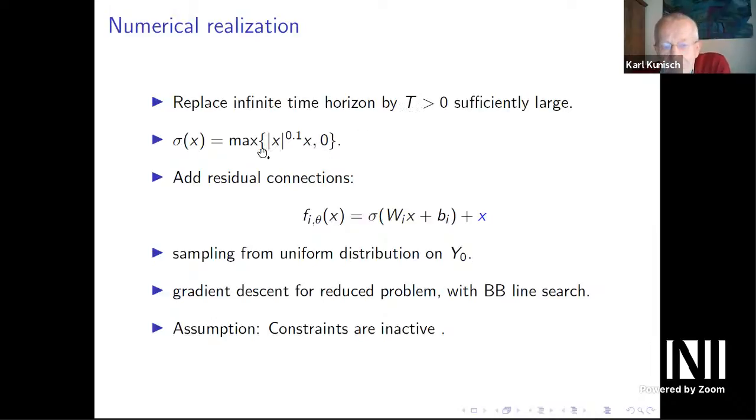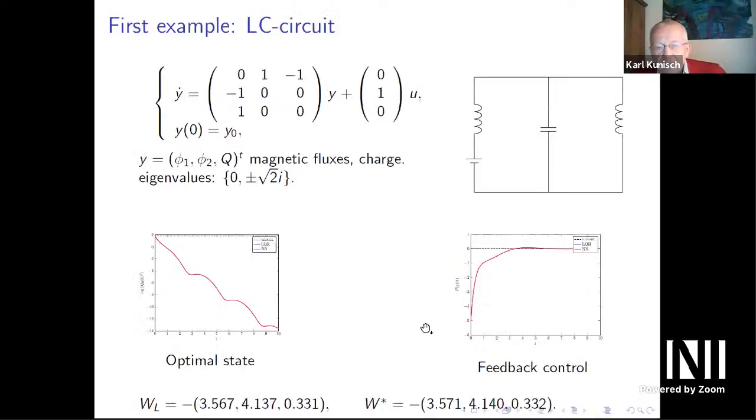We take a regularization of the ReLU activation function. We add residual connections to our functions f_i. We sample uniformly on y0. We do a gradient descent with a Barzilai-Borwein line search for optimization. And in fact, in practice, we ignore constraints.